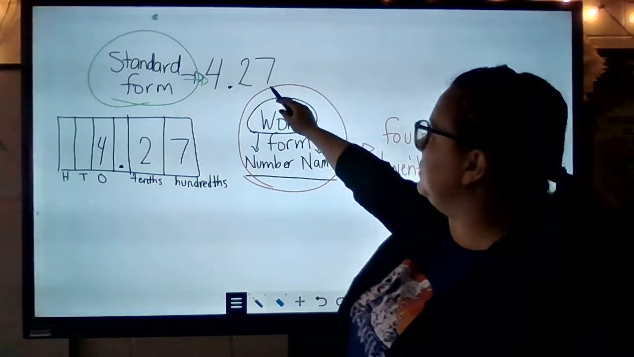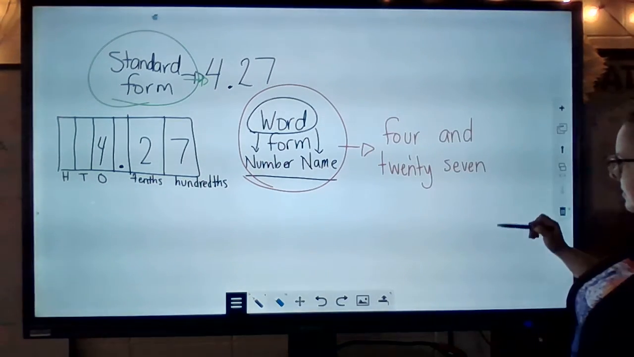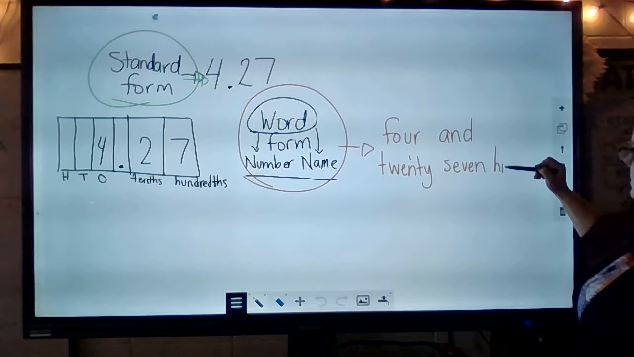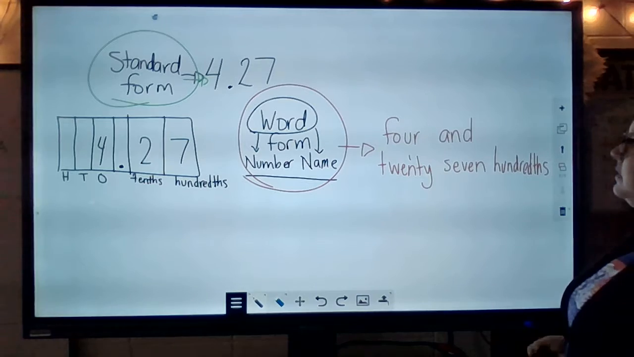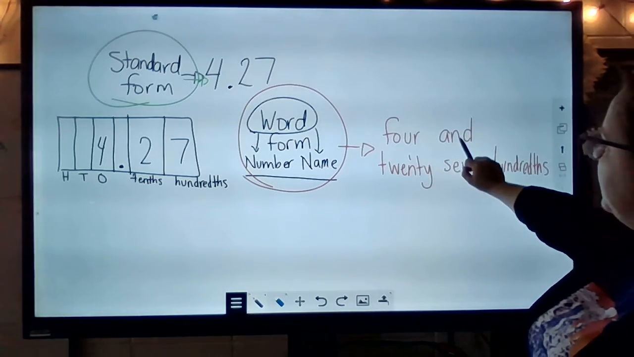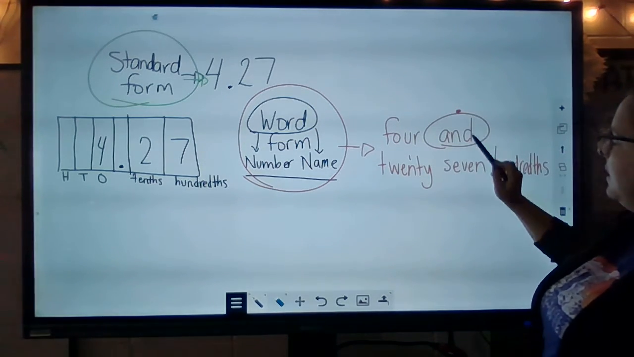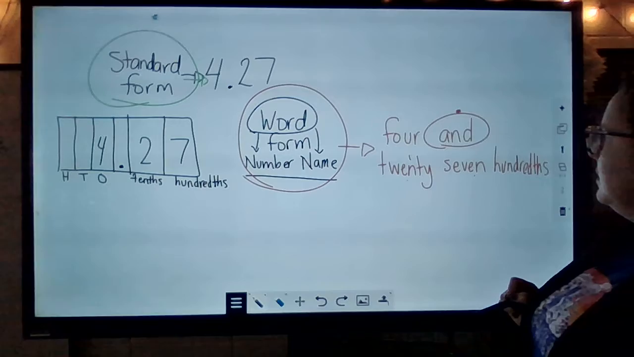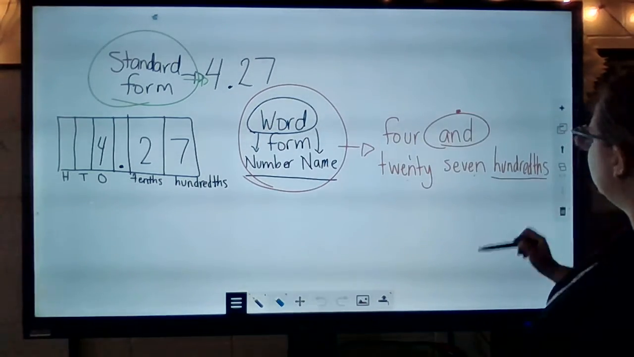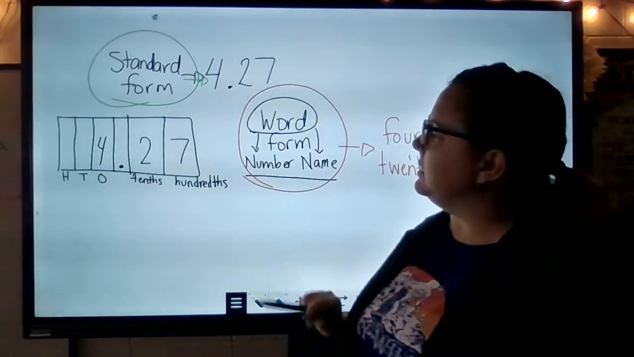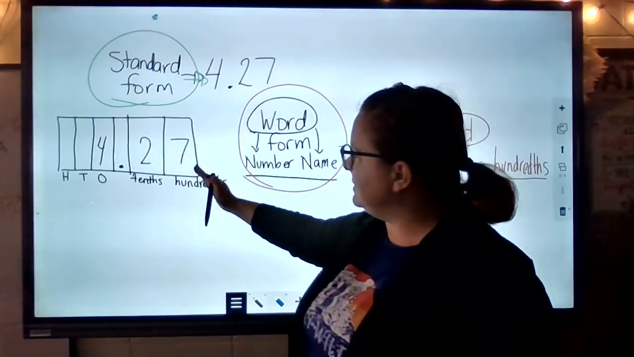And then you just end it with whatever place the last digit is in. So since it ends in the hundredths spot, that's what you write. Hundredths. As simple as that, guys. Not complicated. You put the whole number, the word and for the decimal point. Okay, the whole number, the word and for the decimal point. You put the number that you see behind the decimal point, and then you end it with whatever place that decimal ends in.